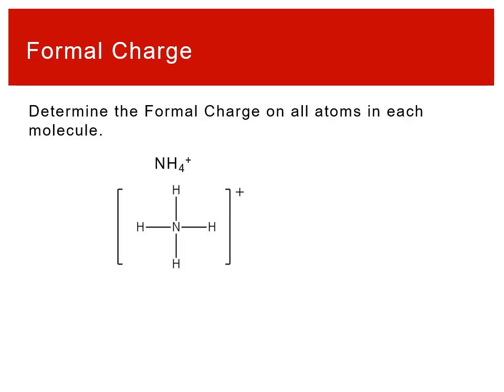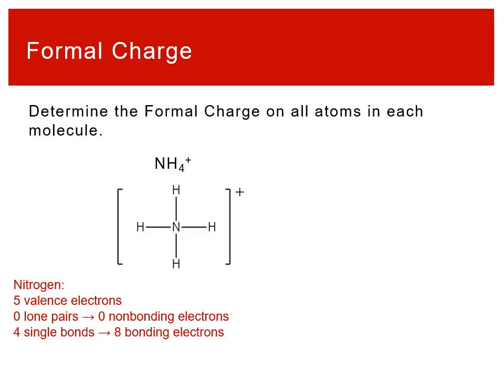Okay, ammonium, NH4+. Let's take a look at the nitrogen atom here. 5 valence electrons like normal. There's no lone pairs around that nitrogen. And it's in 4 single bonds for a total of 8 bonding electrons. So if we look at the formal charge, 5 minus 0 minus 1/2 times 8, that gives it a total of +1 for its formal charge.